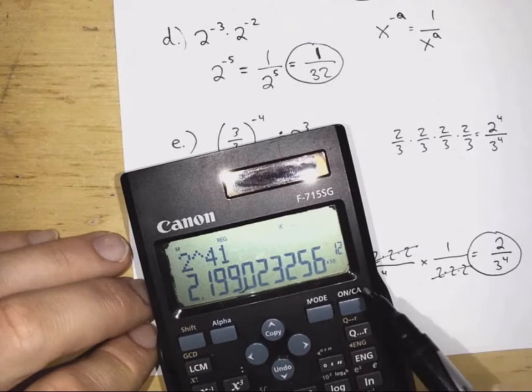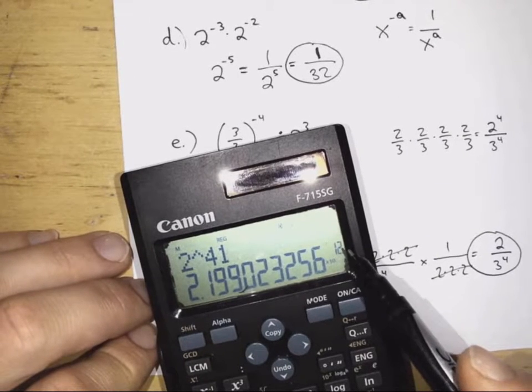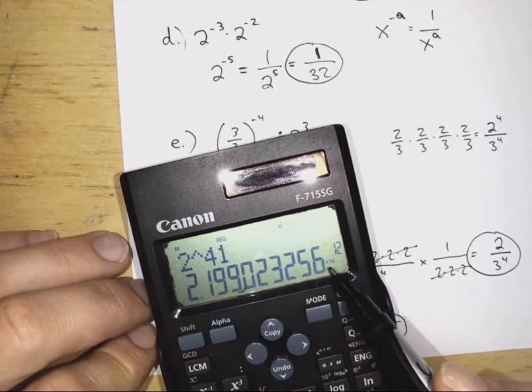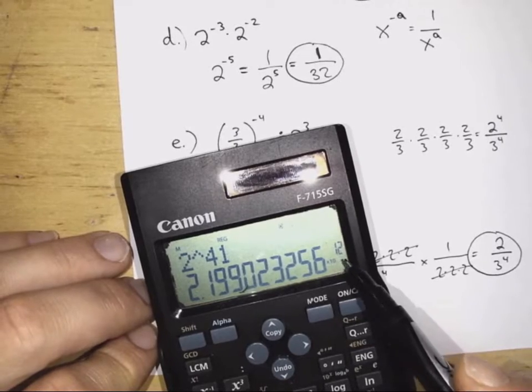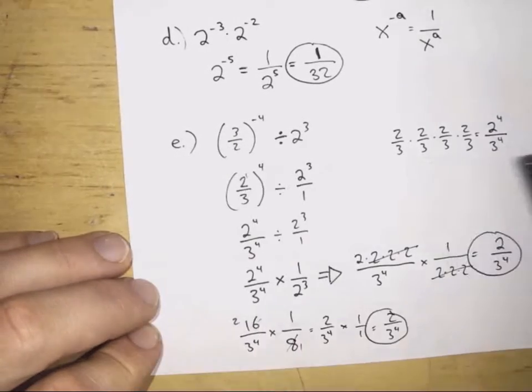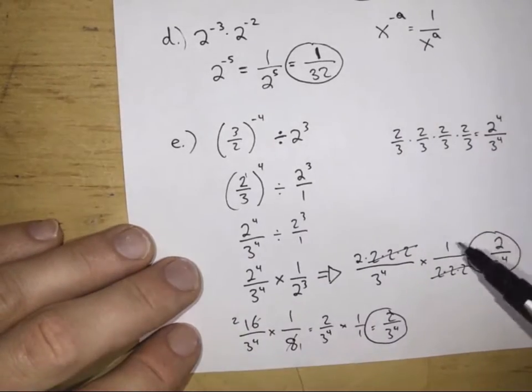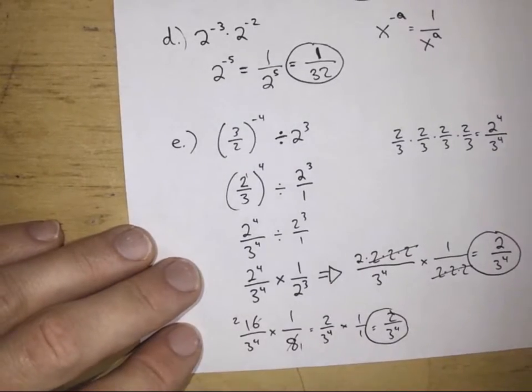2.199, all multiplied by 10^12. Or in other words, all multiplied by a trillion, about 2 trillion. So it's a tremendous number. So this is a little shortcut for when things get a little hairier like that.